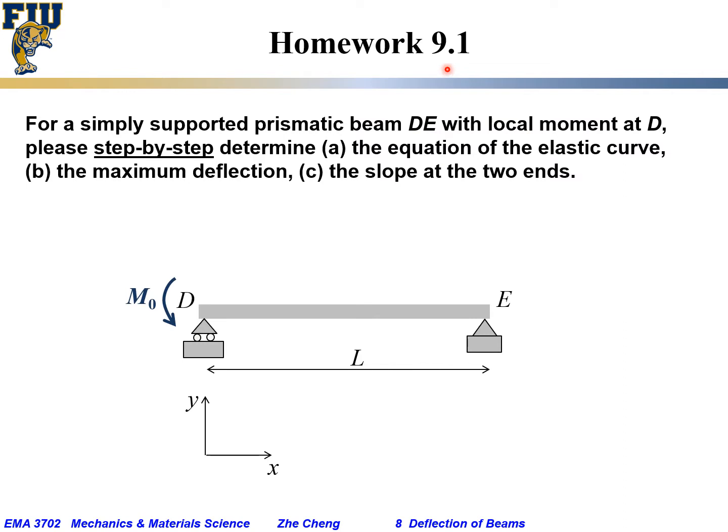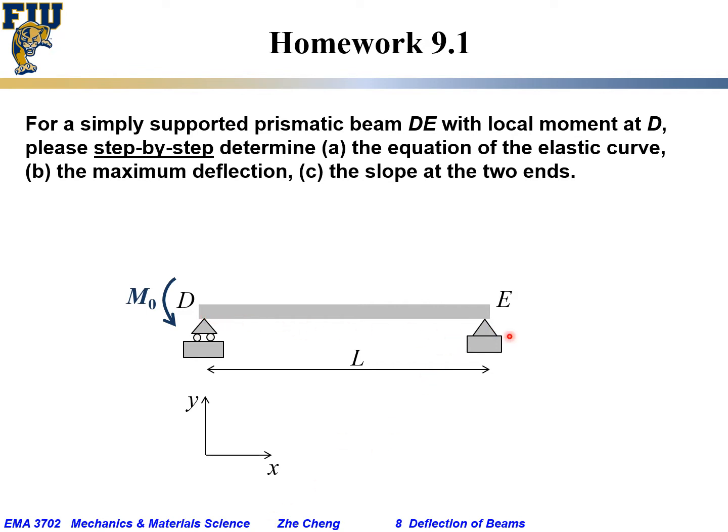Homework 9.1. For a simply supported prismatic beam DE with a local moment M0 at D, please determine step by step the analytical equation of the elastic curve, the maximum deflection, and the slope at the two ends, the left end D and the right end E. Okay, so this is our problem.